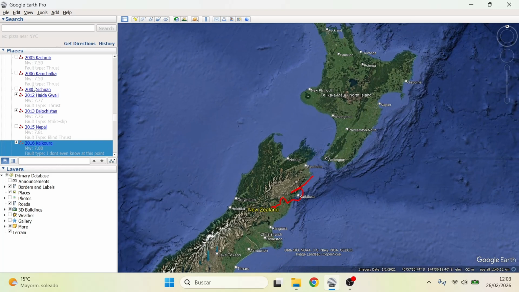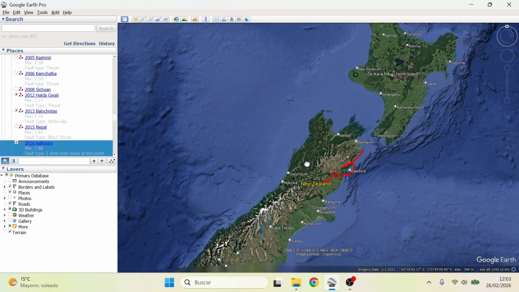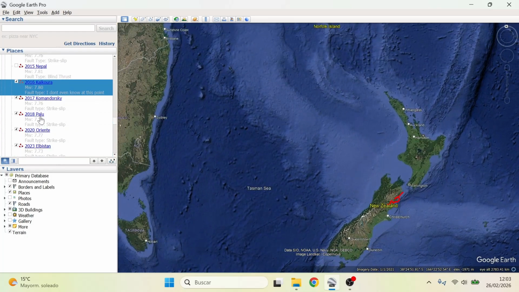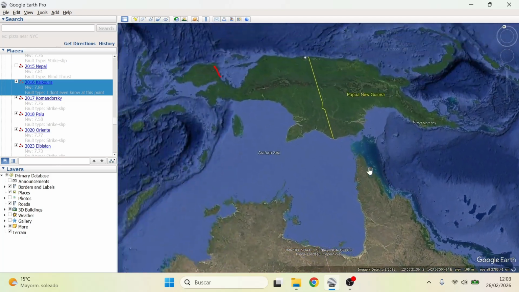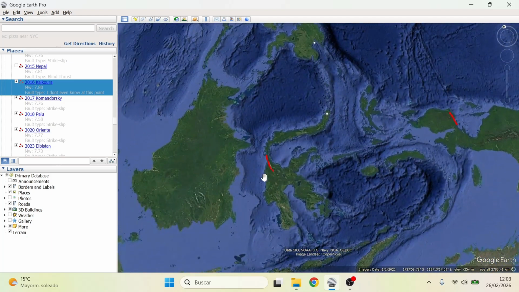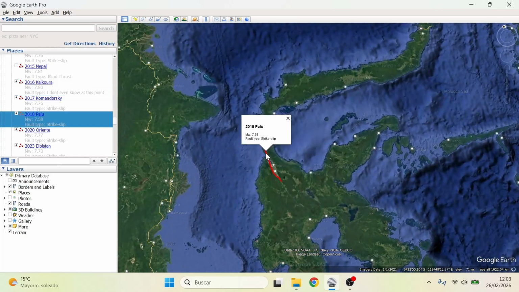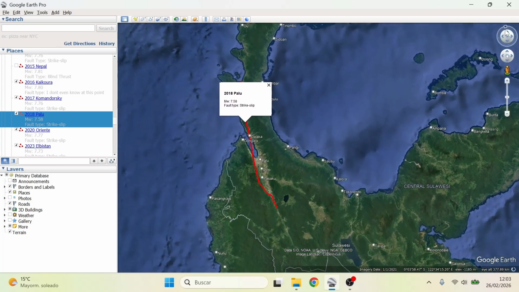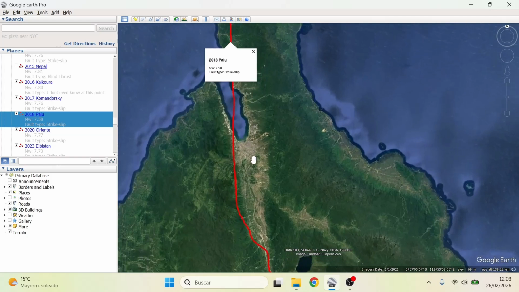So as you can see, here I have listed many types of earthquakes, not only strike-slip, but I highlighted here those that are from the transform boundaries, that is, the strike-slips that mark the boundaries between the different tectonic plates. For example, here is the 2018 Palu earthquake, which was a truly devastating event. It killed more than 5,000 people.